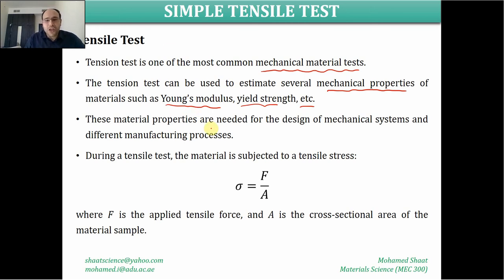These material properties are needed for the design or the use of these materials in different engineering applications in general, whether civil engineering or chemical engineering. We should have knowledge about these mechanical properties in order to manufacture the material. In terms of manufacturing or material making, we should have an idea about these mechanical properties.